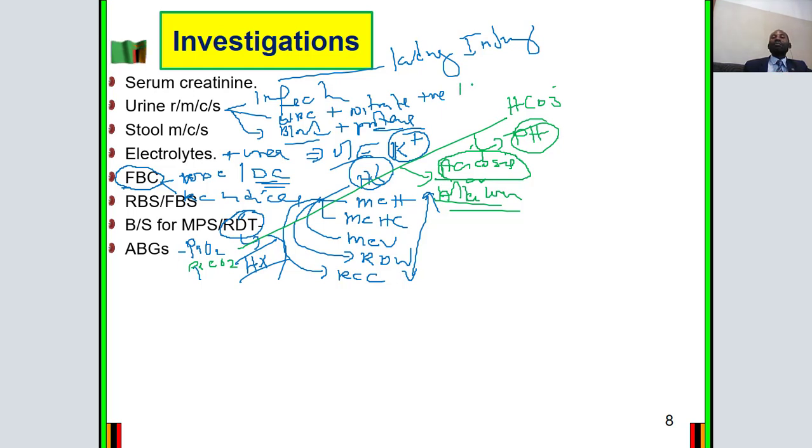Is it intracellular pH, or is it extracellular pH? Which pH are we testing? Hope you're not telling me it's intracellular pH, because intracellular pH is neutral. The pH is 7.0. But extracellular, it is 7.35 to 7.45.